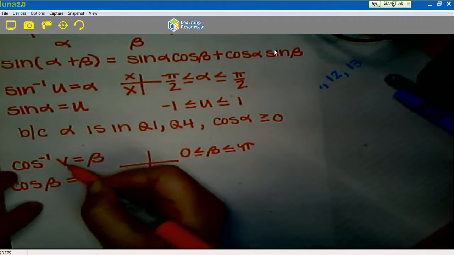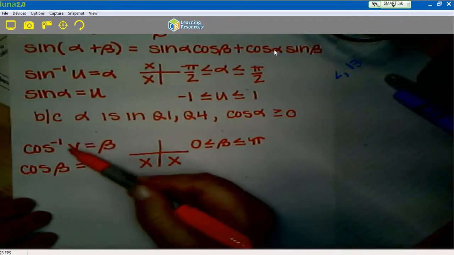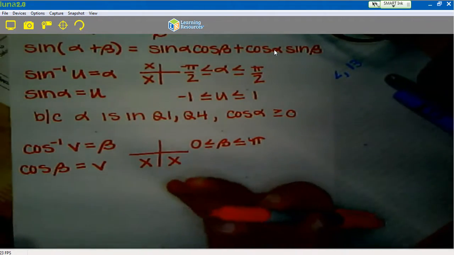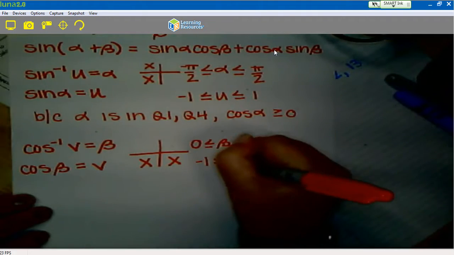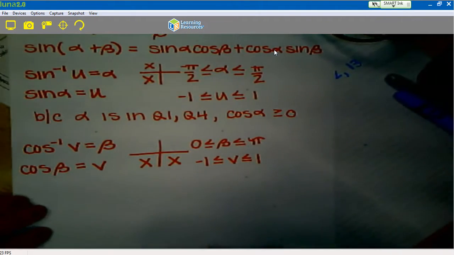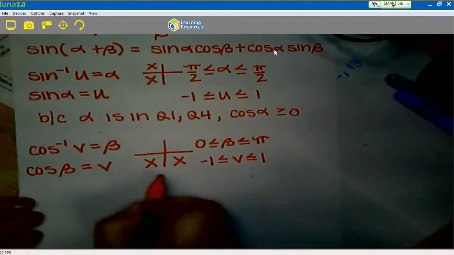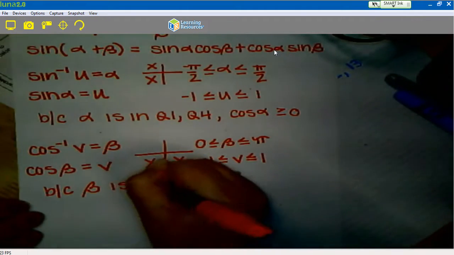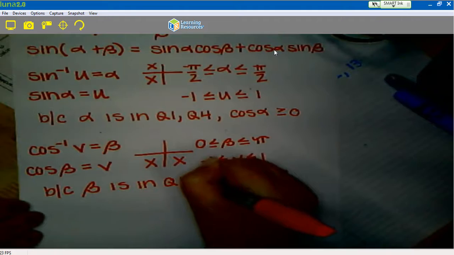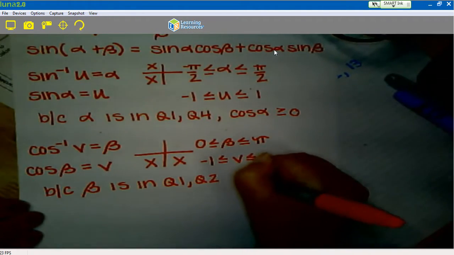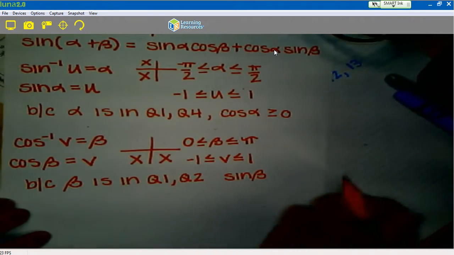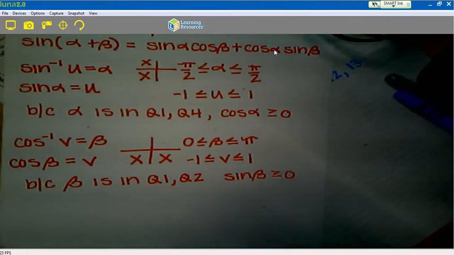And what are we taking the inverse of? Some ratio v. Again, that ratio has to be less than 1. If it's more than 1, we don't have a triangle. Okay. So now let's talk about beta. So because beta is in quadrants 1 and quadrant 2, what's true about the sine of beta? Well, what do we know about sine values in 1 and 2? They're positive. So that means that the sine of beta also has to be greater than or equal to 0.